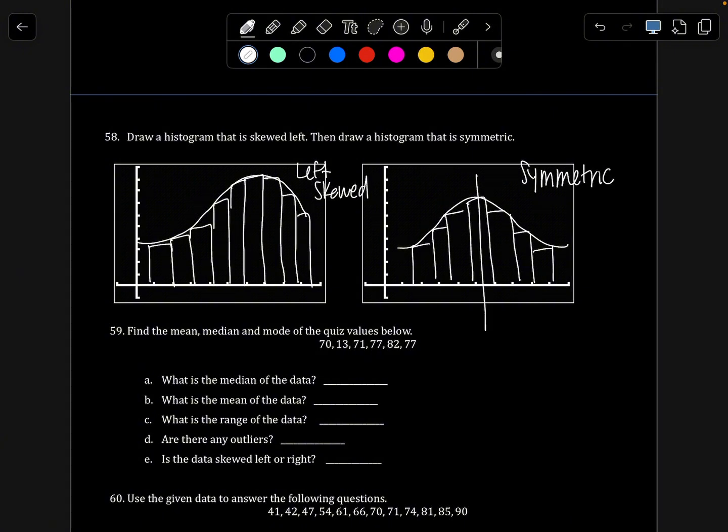Mirror reflection, if you draw a line down the middle, it's pretty symmetrical. Left side equal to the right side.